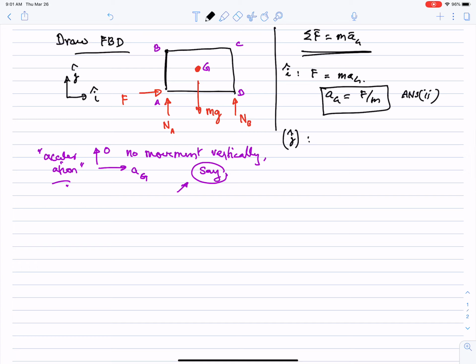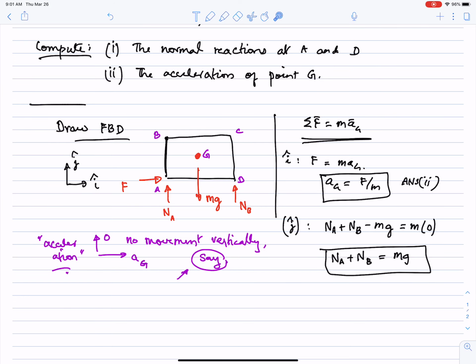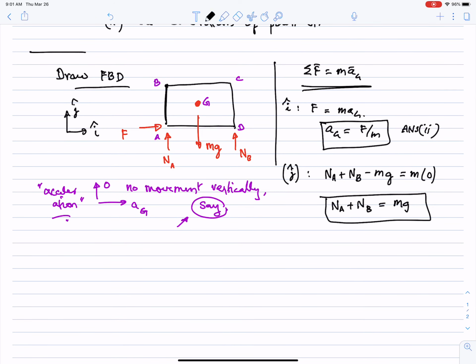The normal reactions, we have NA plus NB minus mg equals, well, in the vertical direction, there's no acceleration, let's say, we've assumed, so it's equal to 0. So NA plus NB equals mg. Okay, that's a relationship between actually NA and ND, I should say, perhaps.